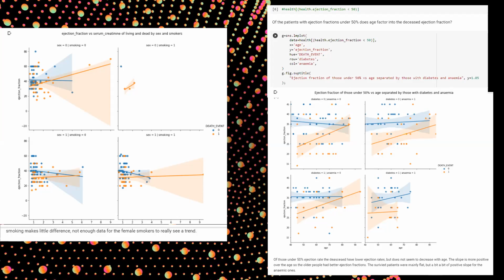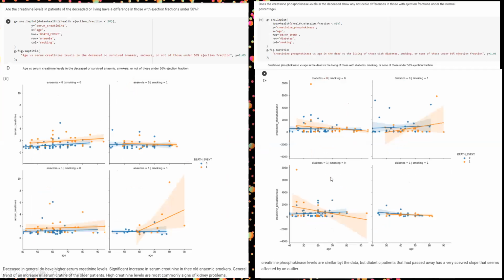Well, this is the ejection fraction that's under 50%, which means you're pumping less than 50% of the blood in the heart. Usually you're 50 or higher. So this is all the patients just below, and you can see that the survived patients are higher overall.